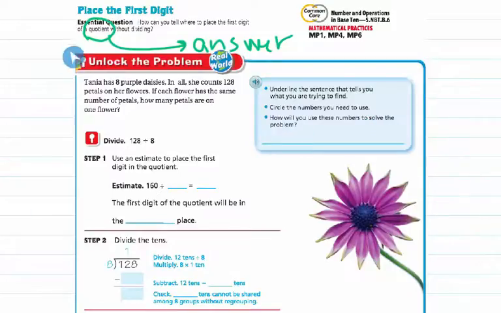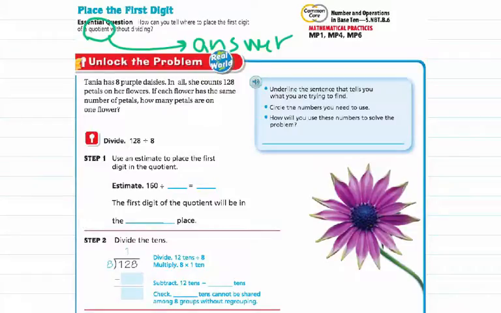So let's start with the unlock the problem real world. Tanya has 8 purple daisies. In all, she counts 128 petals on her flowers. If each flower has the same number of petals, how many petals are on one flower?